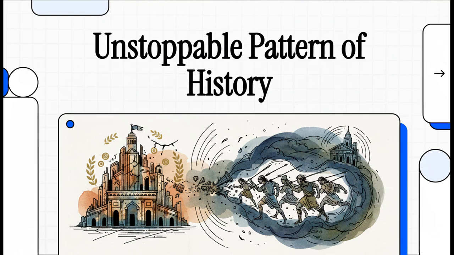When you really look at history, you start to see this crazy pattern. A great empire rises up. It seems totally invincible, and then, damn, it gets toppled by some group of outsiders that nobody saw coming. We've seen it happen again and again.